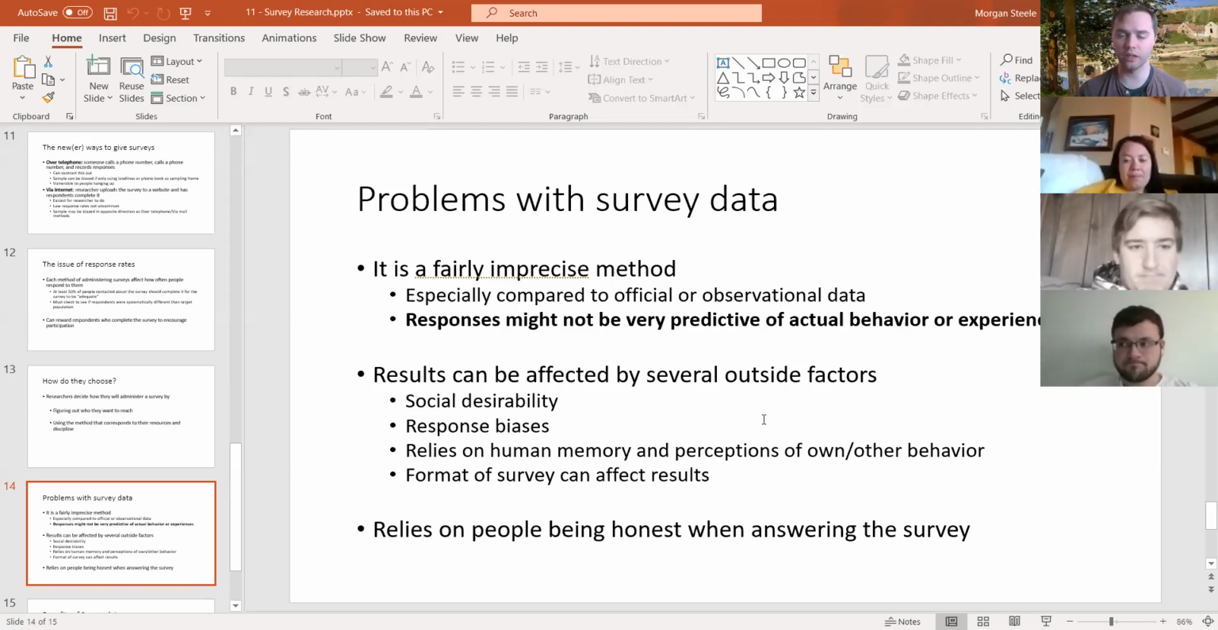I have no idea, honestly. I could not tell you what my wife and I made last year unless I had my taxes in front of me. So asking someone, hey, how much money did you make? You can get kind of a range, but if you ask someone a specific dollar amount, pretty imprecise.